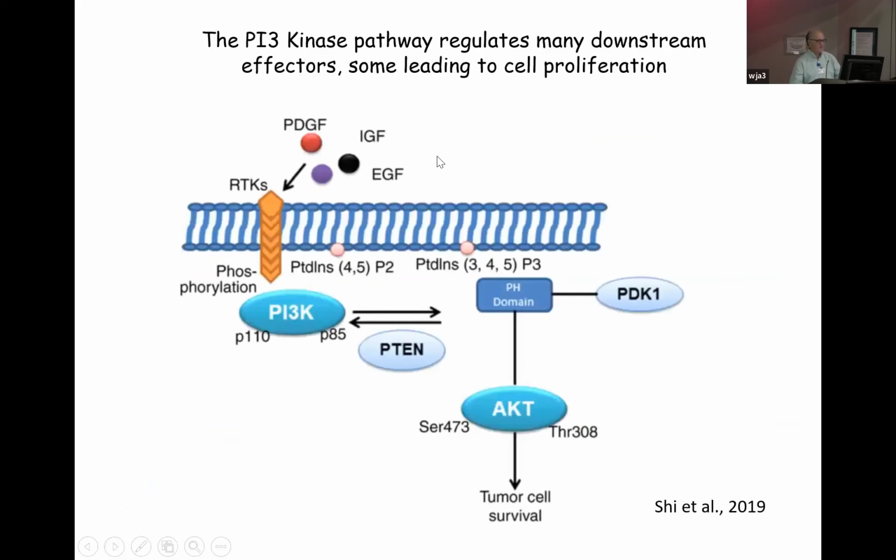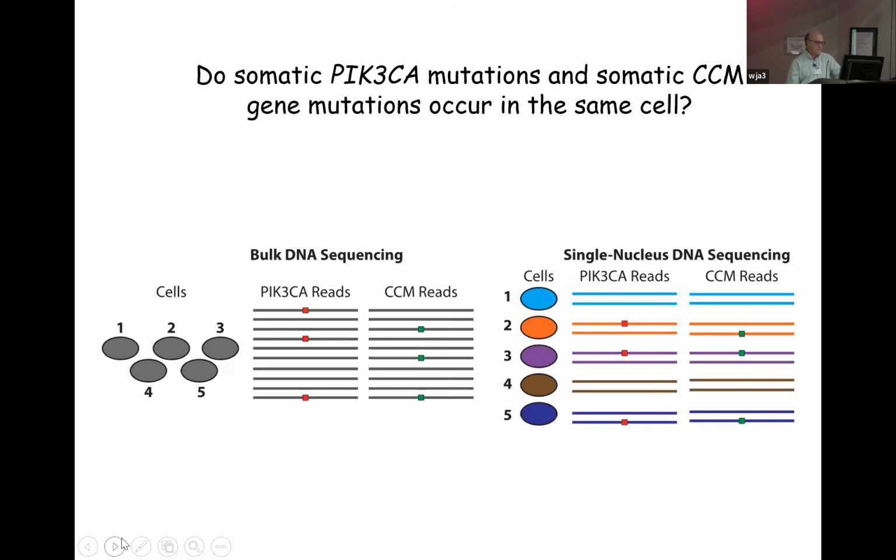First I forgot to tell you that the PI3 kinase pathway, PIK3CA, is the active subunit of PI3 kinase, and it's involved in a lot of downstream signaling. It's sort of a central hub in receiving signal and then growth pathways through AKT and other things. So back to my narrative here.